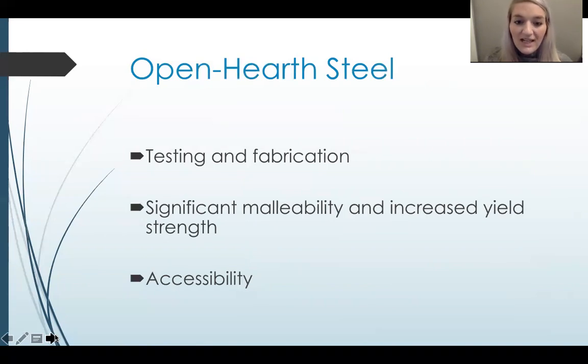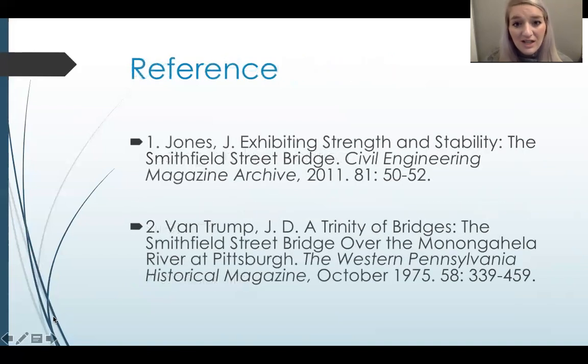The steel would be heated on an open hearth, removed and placed in water rapidly, and that allowed the material to be extremely malleable without fracturing, so it could be shaped in the needed way without fracturing or yielding. It was also very accessible, which is a desirable characteristic to have in structural engineering. It was made right in Pittsburgh, where the project was being constructed. These are just a few of the structural engineering traits and aspects that were used in the construction of the Smithfield Street project. Thank you for listening.